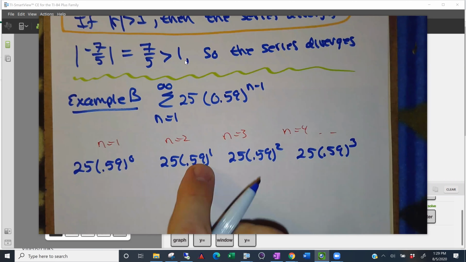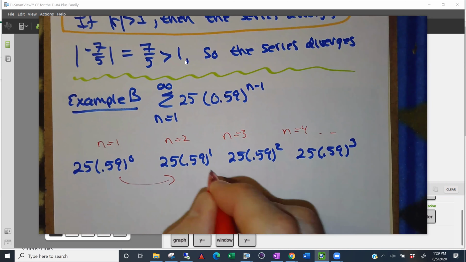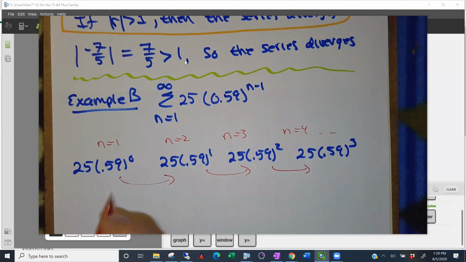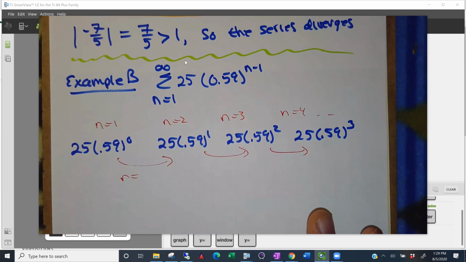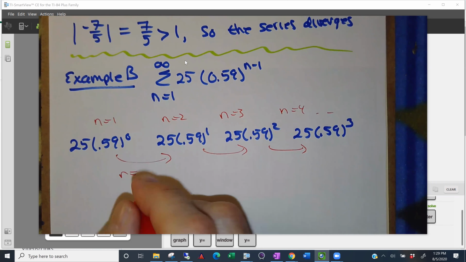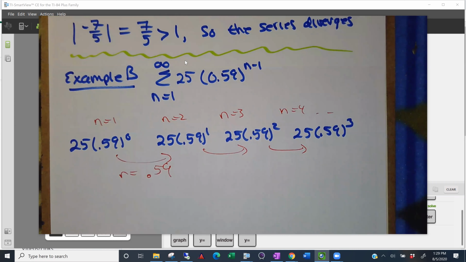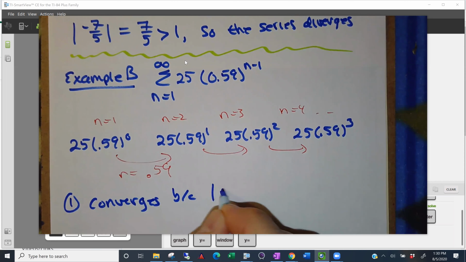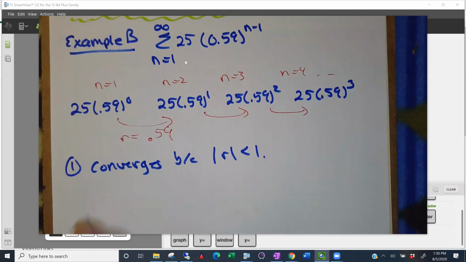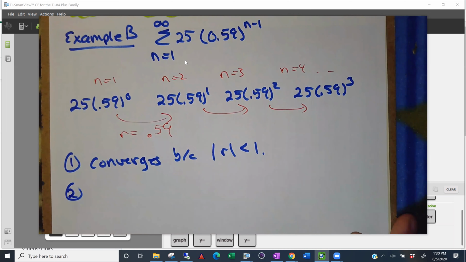But to get from one term to the next, what are you multiplying by? What's our common ratio? Less than 1. Yeah, 0.59. So that does a couple things for us. First of all, the series converges because the absolute value of r is less than 1. So that's nice. But there's a bonus here for this problem as well, and that is we can actually figure out what this series converges to.